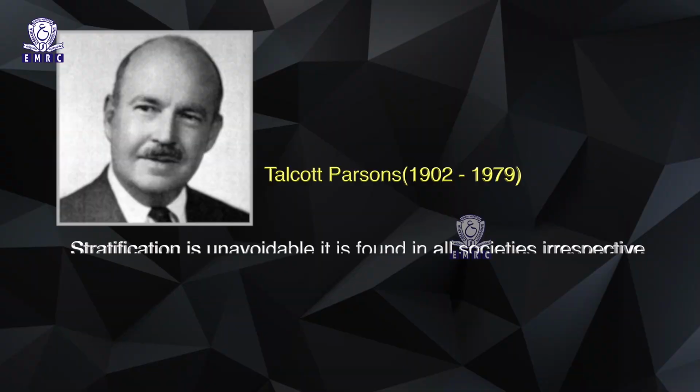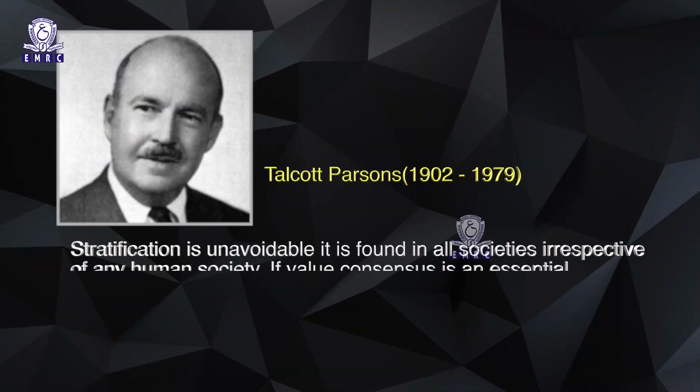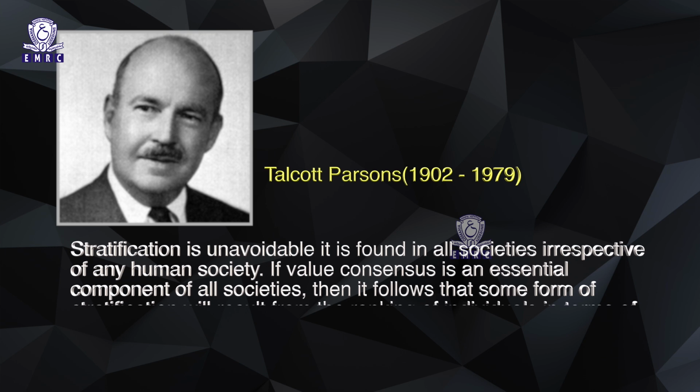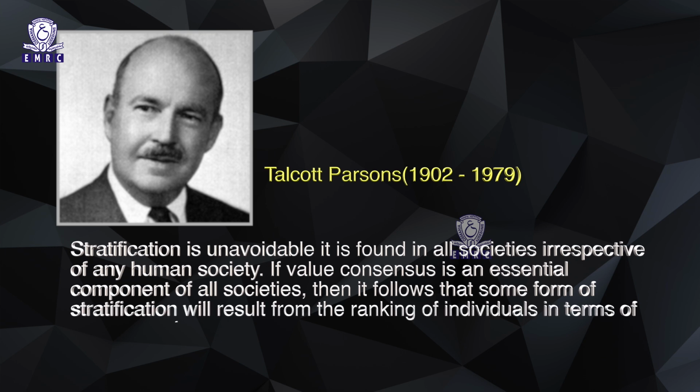So, one who performs well and follows all the common values of the society will be ranked at the top, and one who performs badly will be placed at the bottom. Parsons believes that stratification is unavoidable. It is found in all human societies, and if value consensus is an essential component of all societies, then it follows that some form of stratification will result from the ranking of individuals in terms of common values. Parsons' view is that stratification is not a bad thing, as it arises from the common values shared by society, and that is why he says it is not wrong.